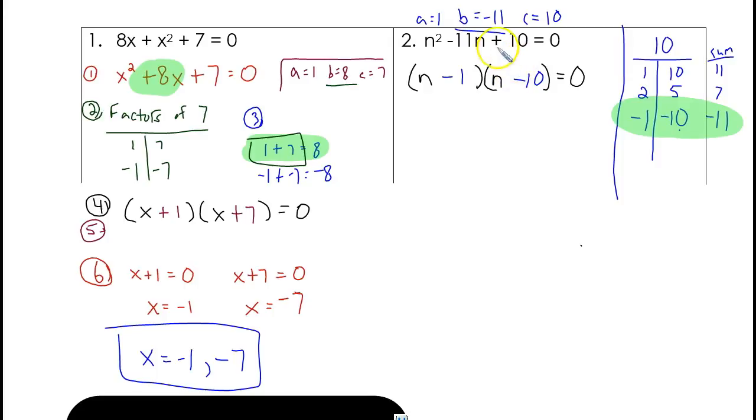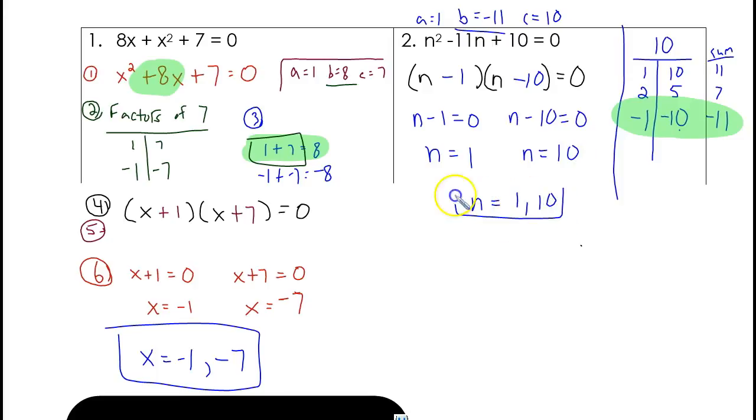So once we identify this, we use the zero product property. We say, well, n minus 1 must be equal to 0, and n minus 10 must be equal to 0, and we solve those to get n = +1 and +10. So I like to write those together and say n is equal to 1, 10.